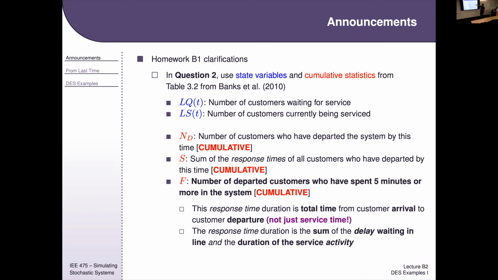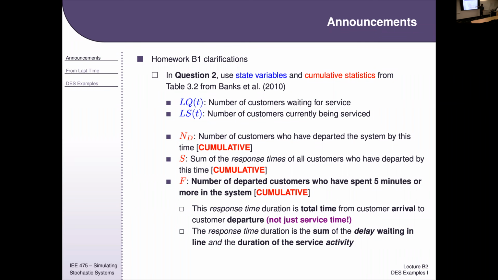D is the number of customers who have departed the system, and I say by this time, but really we focus on it at the end of the simulation. That's what I mean by cumulative. It's accumulating up to this point where our main goal will be to take it at the end of the simulation. S is the sum of the response times for all customers who've departed by this time. So again, it's accumulating over multiple times. And F is always going to be smaller than ND because it is the number of departed customers who have spent 5 minutes or more in the system. So if 5 people have left, but only one of them has spent 5 minutes or more in the system, then ND will be 5 and F will be 1.